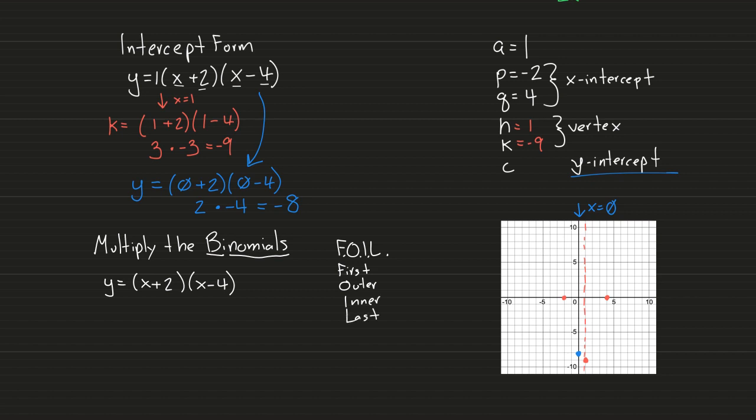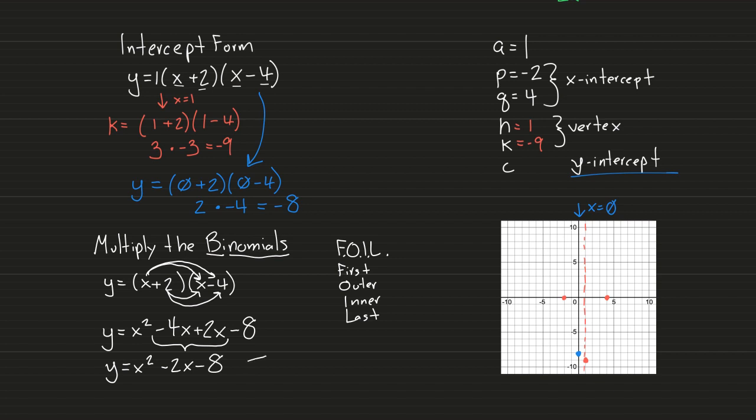It means we're going to multiply our two first terms together, our two outer terms together, our two inner terms together, and our two last terms together. So we actually get y equals x times x is x squared, x times negative 4 is negative 4x, 2 times x is 2x, and 2 times negative 4 is negative 8. Of course, this is the part where we might look and see if we could combine any like terms, and we can. So we have x squared minus 4 plus 2 is going to be minus 2x minus 8.